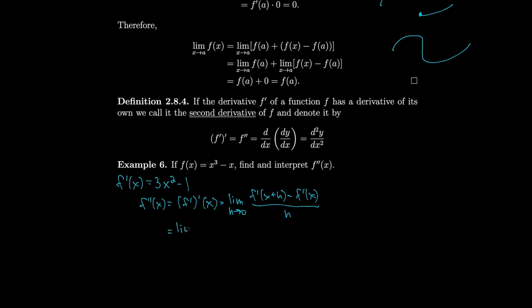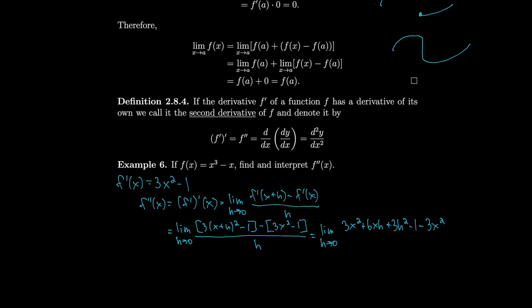Okay, so that's the limit of 3 times x plus h squared minus 1 minus 3x squared minus 1 all over h, which is the limit when we expand of 3x squared plus 6xh plus 3h squared minus 1 minus 3x squared plus 1.